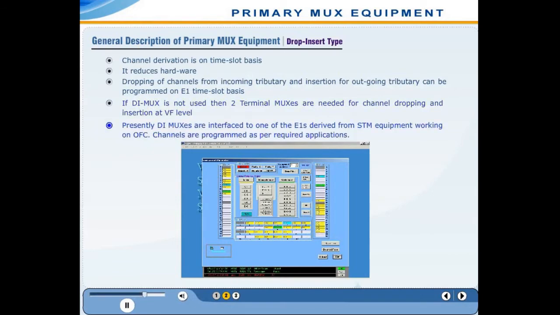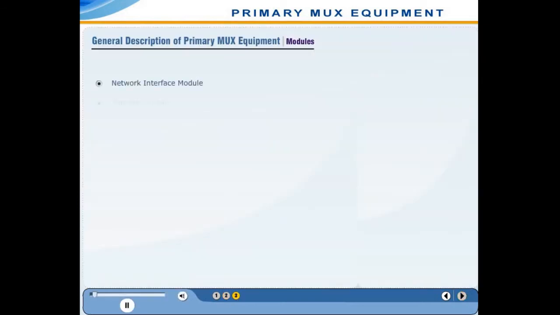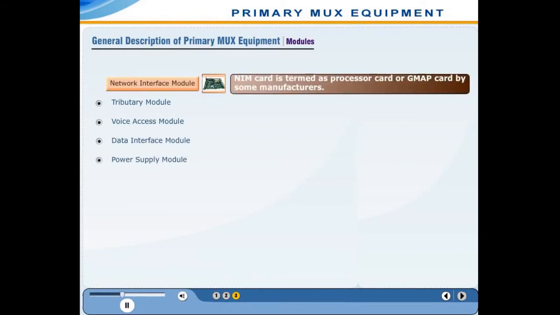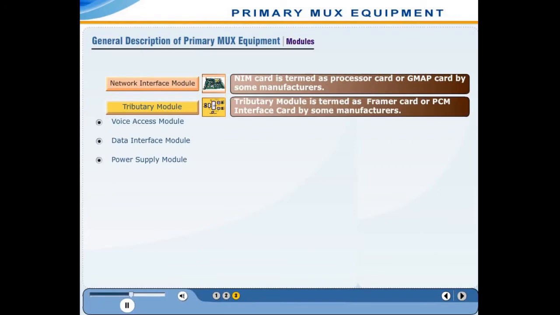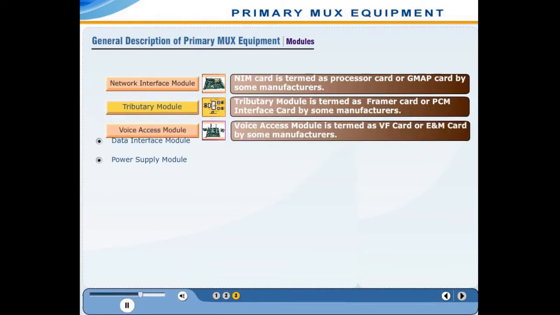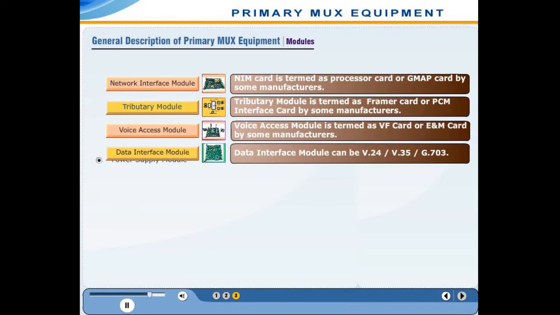Presently, drop insert MUXs are interfaced to one of the E1's derived from STM equipment working on OFC. Channels are programmed as per required applications. Let us understand the different types of modules in a primary MUX equipment: network interface module, tributary module, voice access module, data interface module, power supply module.